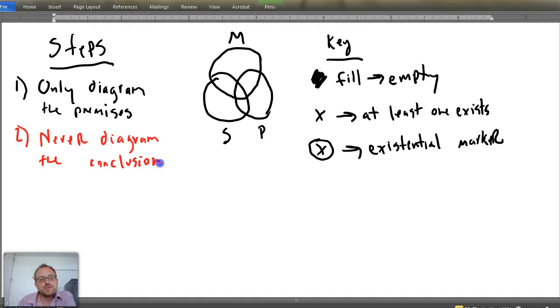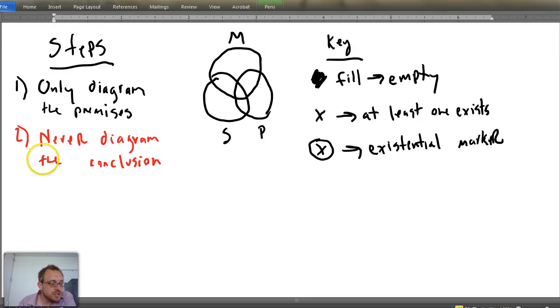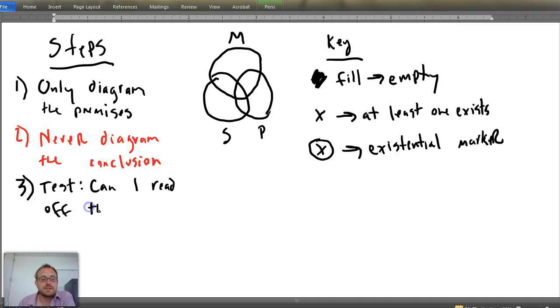So what are the steps? First, you diagram the premises, and I'm going to show you how to do that here in just a second. And then once you diagram the premises, it's quite simple. You just test whether or not it's valid by asking yourself, can I read off the conclusion from the diagram? Can I read off the conclusion? Okay, and I'm going to do quite a few examples here so that you can see that. And that's essentially the steps.